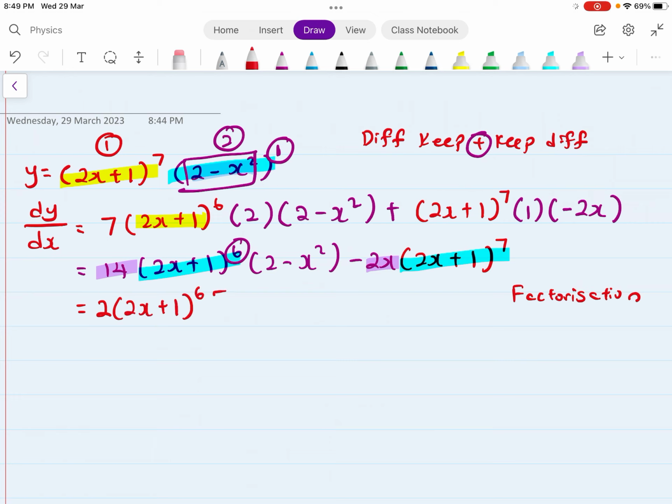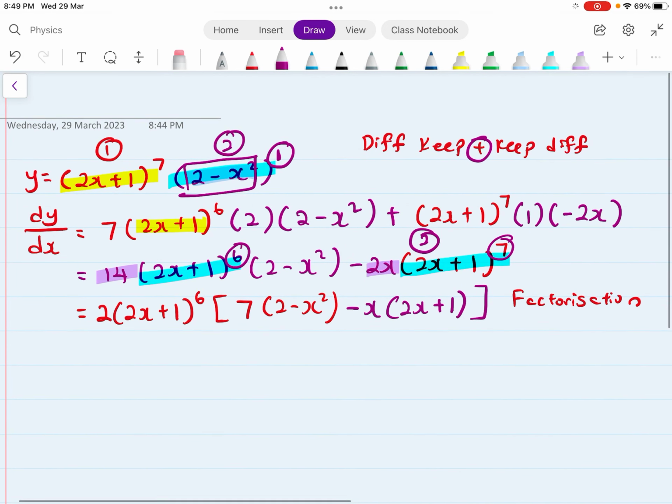After that, you look at the first. What is left for the first thing is 7, then the (2 - x^2) bracket. The next part, you look at the second group. You'll see that the first will be negative x. Then what is left for the bracket? Because it was 7 and I took out 6 already, what is left is (2x + 1) to the power of 1. Close square bracket. After that, you simply continue on.